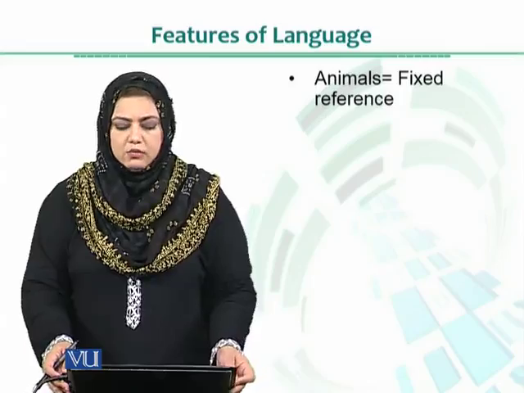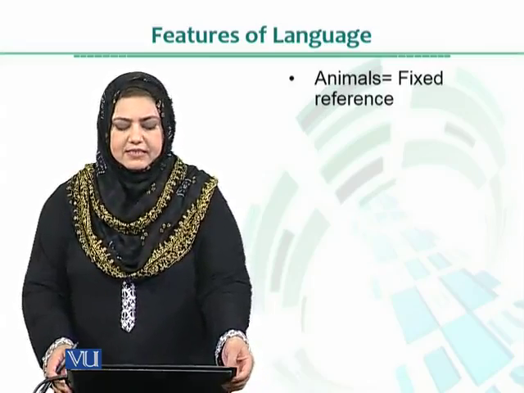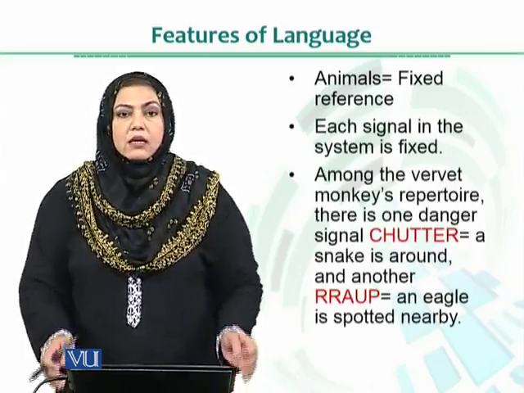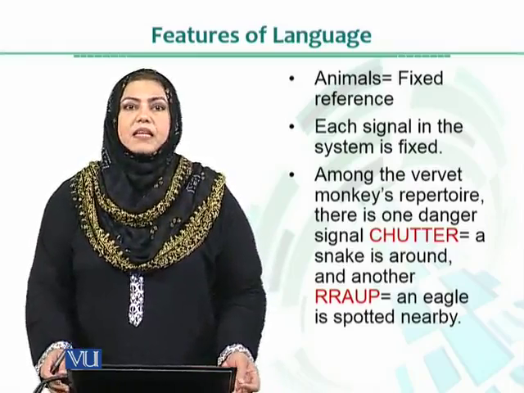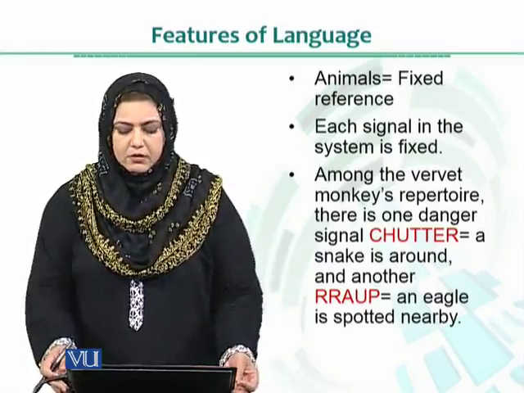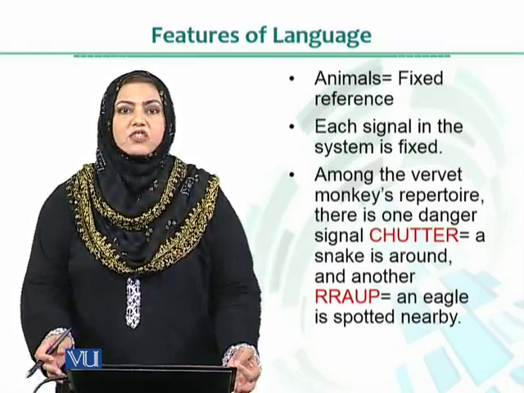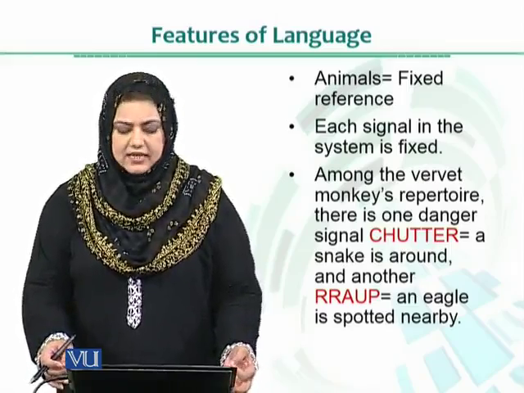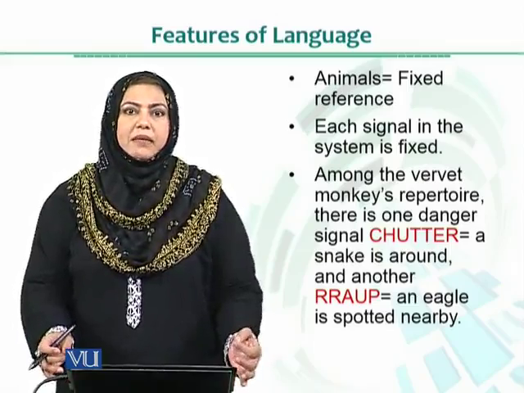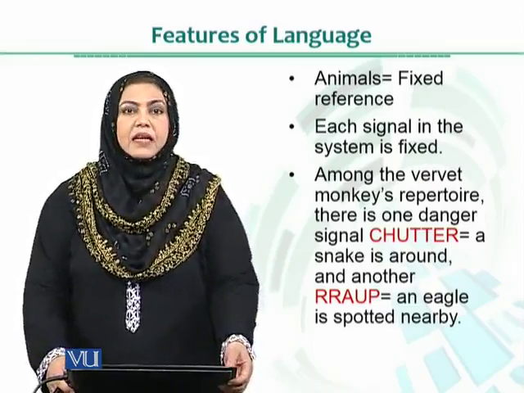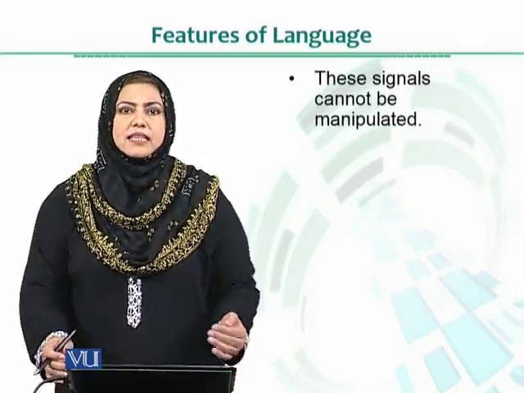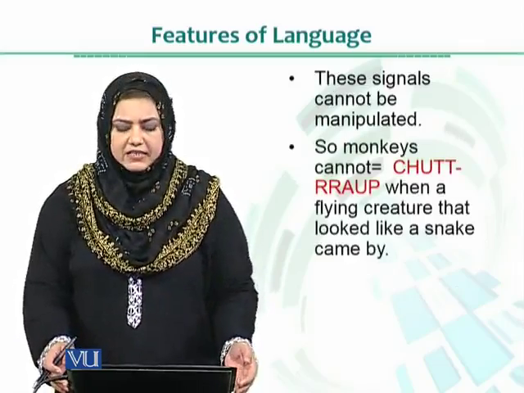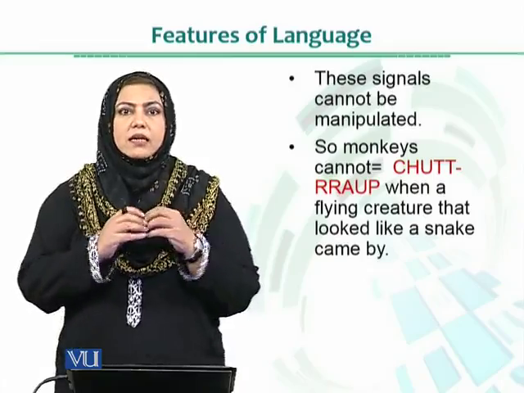This helps us conclude that animals have fixed references that they make. Each fixed reference has a particular meaning. The example is, for instance, that in a vervet monkey's repertoire, there are certain sounds. One sound is, for example, a chatter sound, and this sound tells that there is some danger of a snake. There is another sound that they make to convey that an eagle is going to attack. Now the point is, if there is a snake that is flying and is approaching, they are not able to manipulate the sound. They cannot combine these sounds.